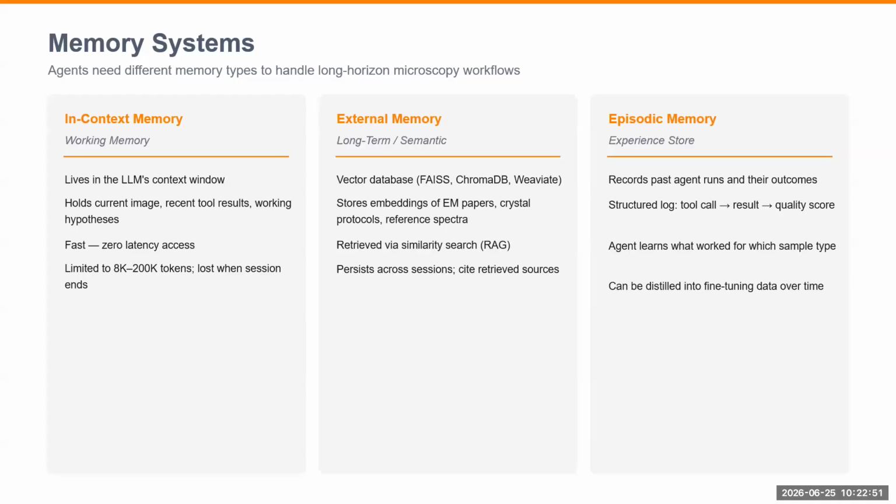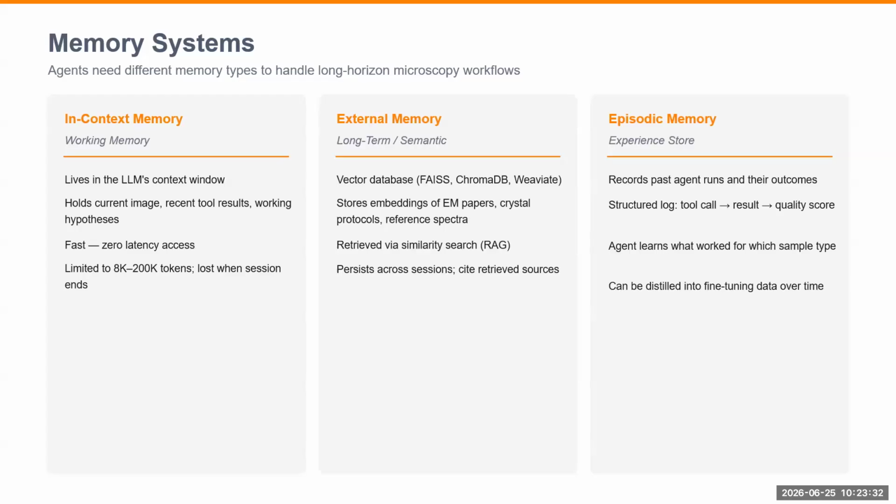We have external memory, which is a long-term semantic memory, when we have some type of vector database where we store all the data. So we can store embeddings of electron microscopy papers, maybe some type of protocol or reference spectra. We can use RAG, retrieval augmented generation, to get some type of similarity search or literature search. And this can also persist across different sessions. So this is a way you can teach your agent to have some memory that it can fall back on or pull from as it's learning.